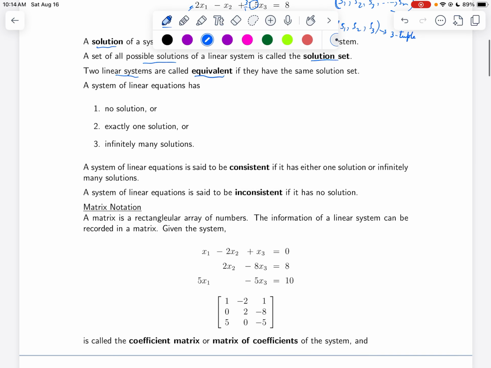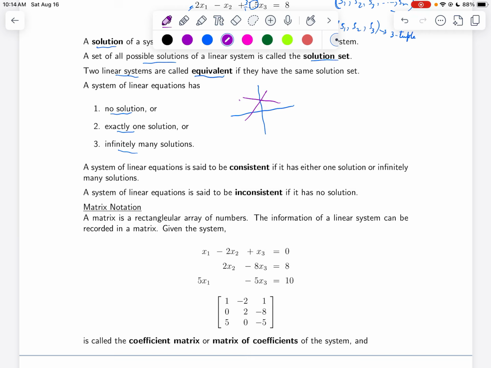Now, this is something you have to note: a system of linear equations can only have no solution, exactly one solution, or, the third choice, infinitely many solutions. Why am I saying this? Because if you recall, a system of two equations in two variables will be straight lines. What is the possibility there? We can have a line intersecting another line.